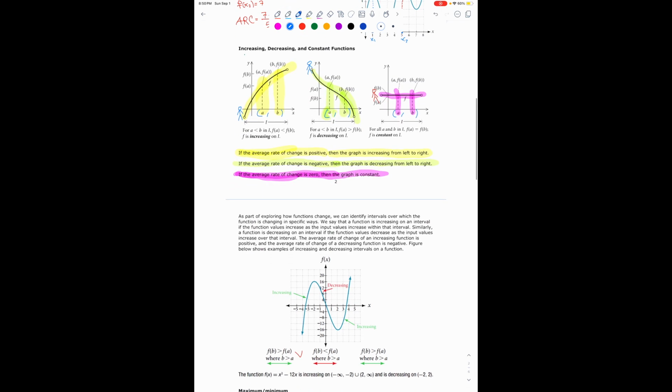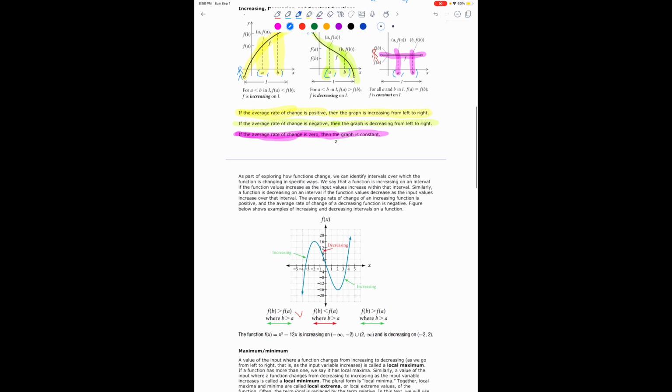As part of exploring how functions change, we can identify intervals over which the function is changing in specific ways. We say that a function is increasing on an interval if the function values increase as the input values increase within that interval. Similarly, a function is decreasing on an interval if the function values decrease as the input values increase over that interval. The average rate of change of an increasing function is positive. The average rate of change of a decreasing function is negative. And the figure below shows examples of increasing and decreasing intervals on a function.